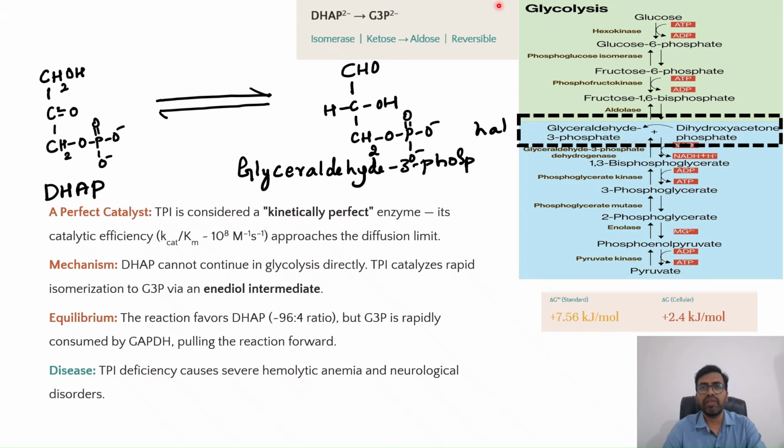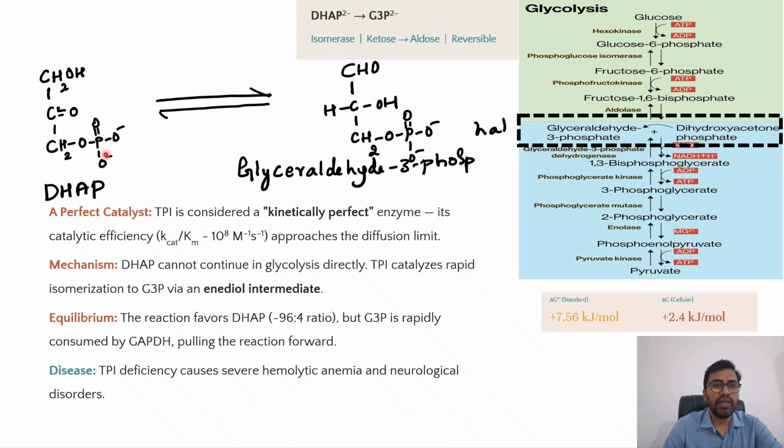Now, what is the overview of this reaction? This is the overview of the reaction. If you see here, dihydroxyacetone phosphate is getting converted into glyceraldehyde 3-phosphate. The ketonic group will get converted into an aldehyde, and here we see CH2OH, a hydroxyl group. Here CH2OH will get converted into CHO.